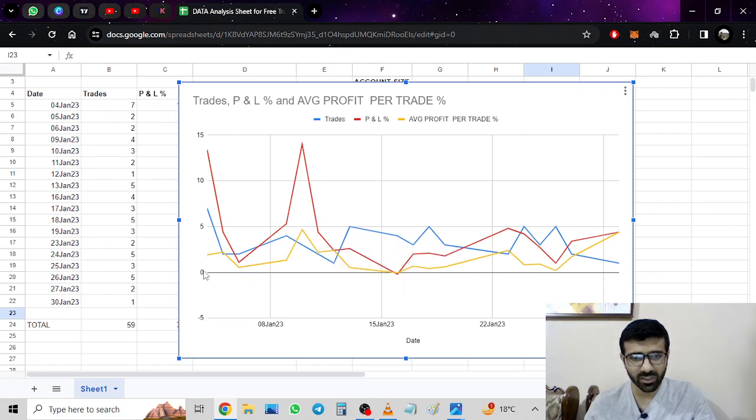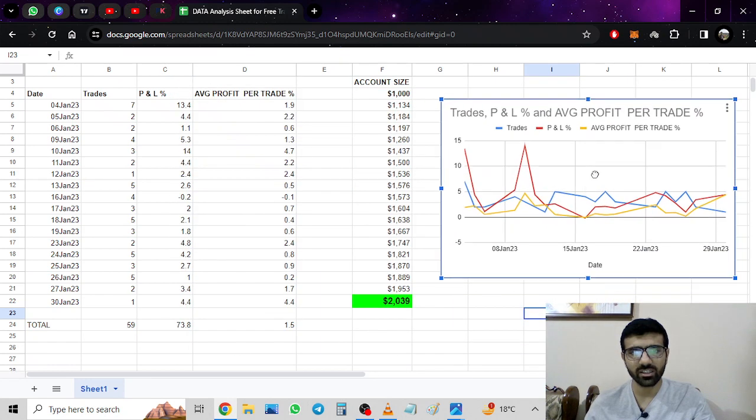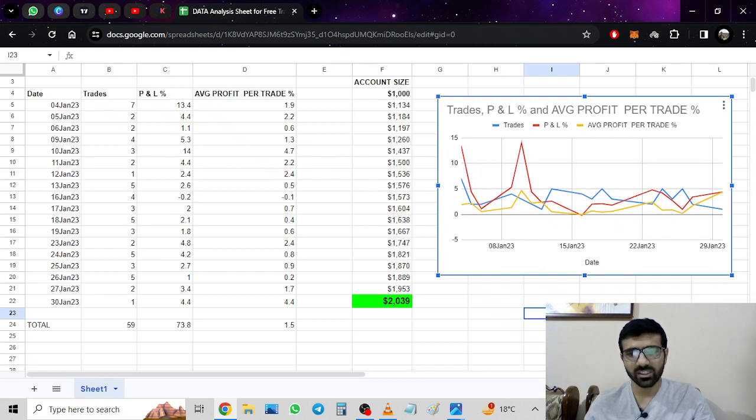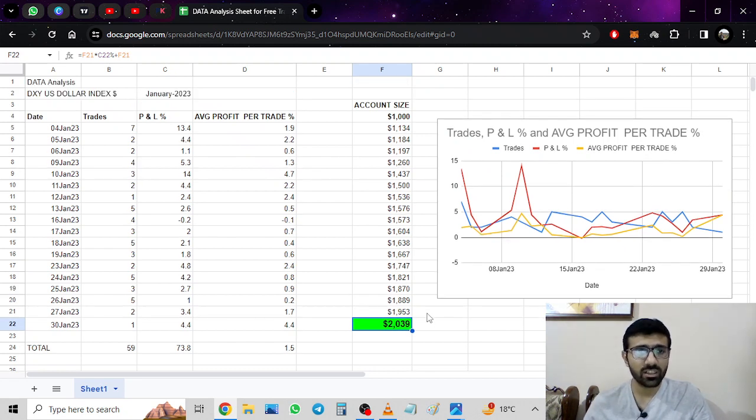This is the zero line, which you can call a drawdown in Forex language. So the drawdown is only 0.1%, which is very amazing and awesome. Okay, so you guys can see that we were consistently going in a positive direction and growing. Okay, so everything is in front of you guys. You guys can look at it and judge it for yourself as well, how much profit did we make and how did we land at $2,039 by the end of 30th January in this US dollar index in the month of January 2023.